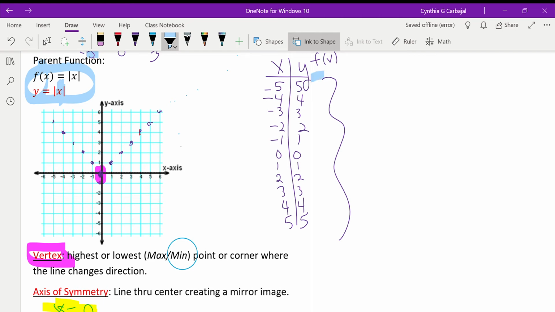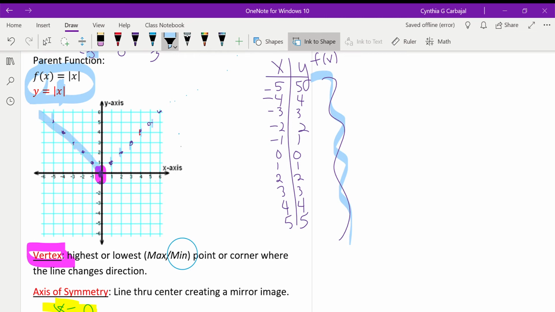We end up with a positive value no matter what. So when we graph it, on the right side, when I put a positive 1, I get a positive 1. And then a positive 2 gives me a positive 2 and 3 and 4 and so on. But on the left side, I still get positives even though my x values are negatives.